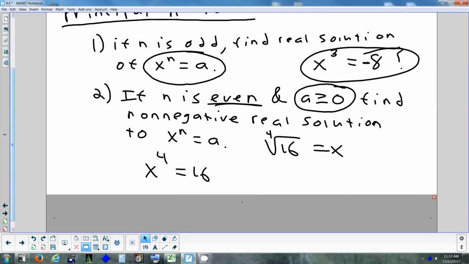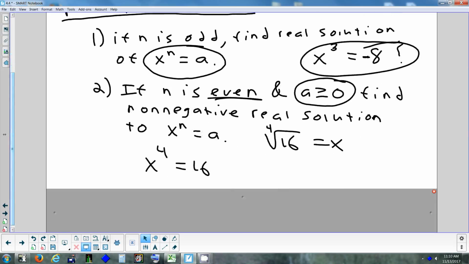Okay, so that's how you would explain to somebody what a fourth root means. What number to the fourth power gives you 16? Okay, and what would be the answer in this case? 2. Yeah, it would be 2. Yep.